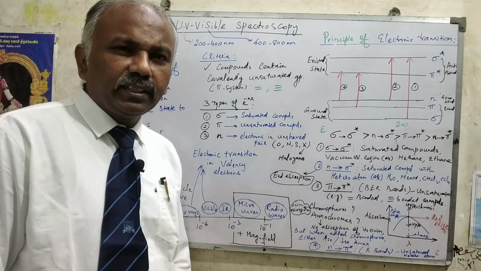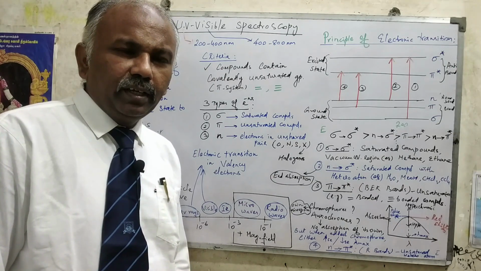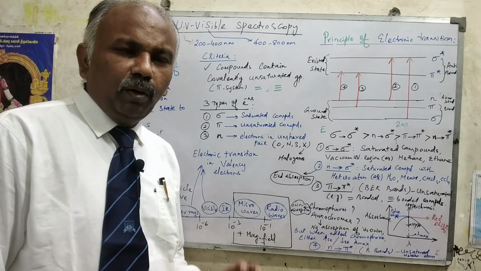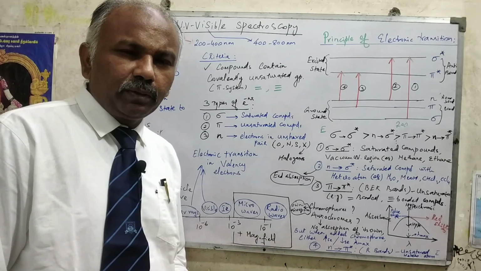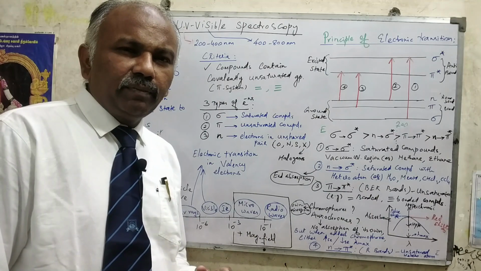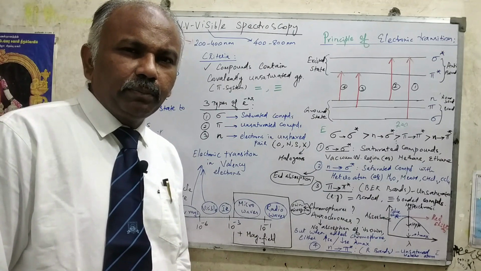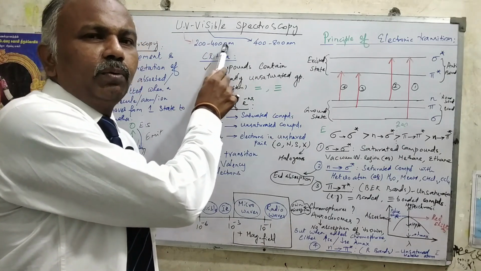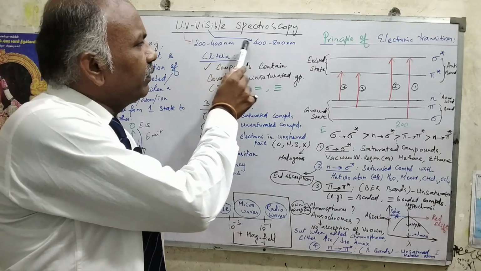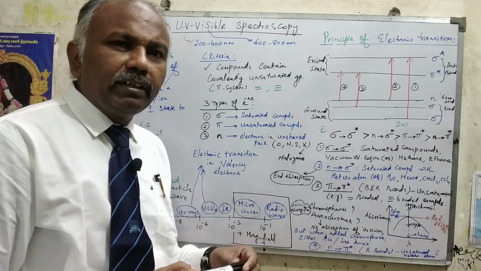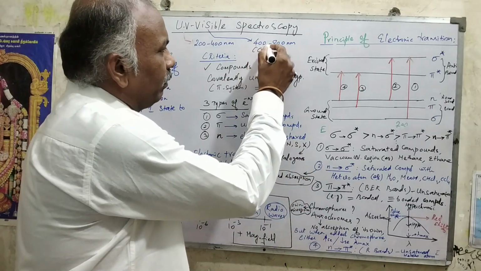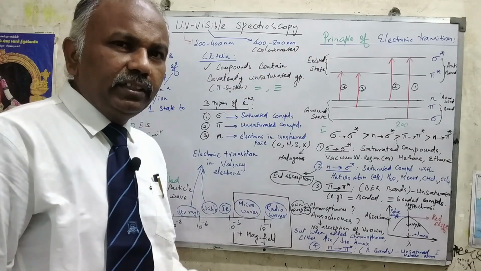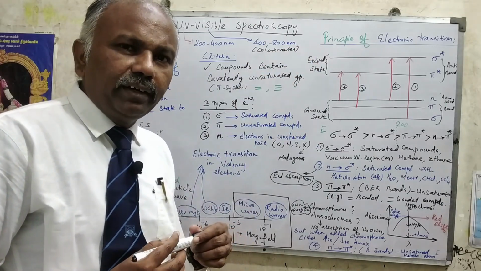Now we are going to discuss UV visible spectroscopy. In the last class we discussed the concept of spectroscopy. What is the wavelength region for the UV region and the visible region? When I talk about the UV region, the wavelength ranges from 200 to 400 nanometer, whereas the visible region, which is basically the colorimetry region, ranges from 400 to 800 nanometer.